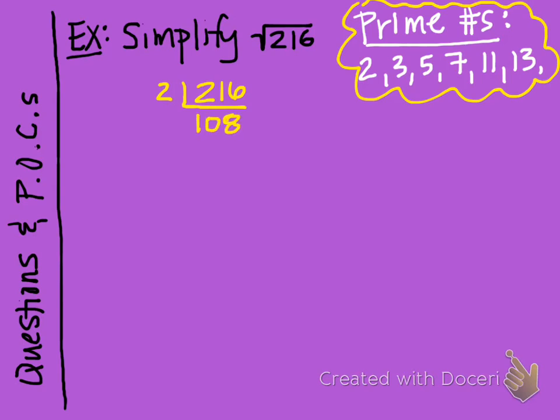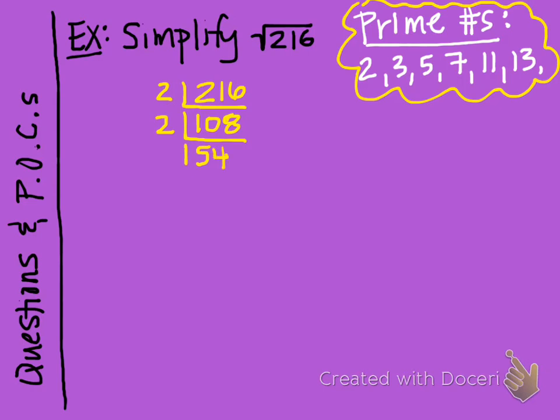Since 108 is not a prime number, I'm going to keep going. I'm going to do my upside down division symbol again. I'm going to look over at my prime numbers list and pick another number. If I can stick with 2, I might as well. 2 will again go into this new number because it's also even. 2 goes into 108 54 times.